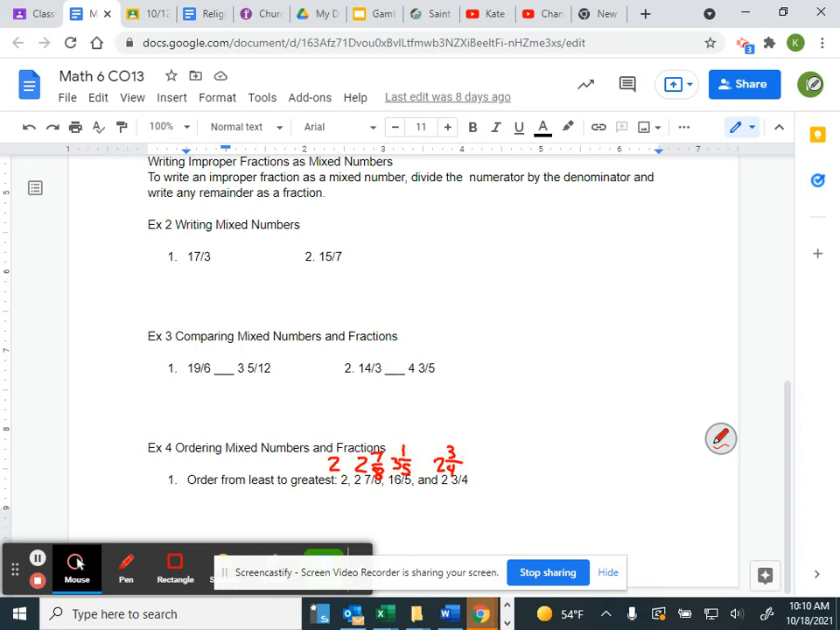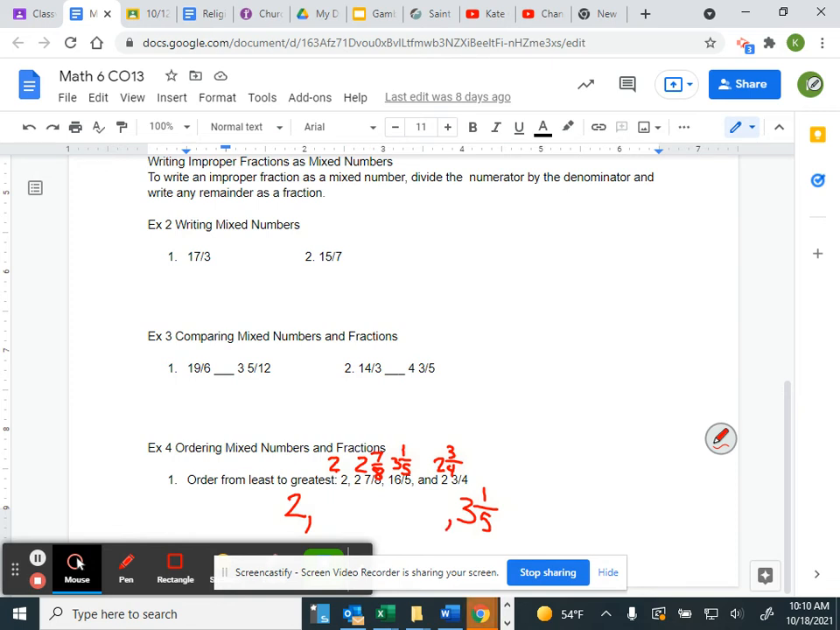So I can see easily what my least number is. How can I see easily what my least number is, Brielle? Yeah, it's just a 2. So anything that's above a 2, if it's 2 with a fraction, if it's a 3, it's going to be bigger. So my first number is going to be 2. Can I see easily what my last number is going to be? Yeah, because there's only one 3. All the rest are 2s. So my 3 is going to be at the end, 3 1/5.